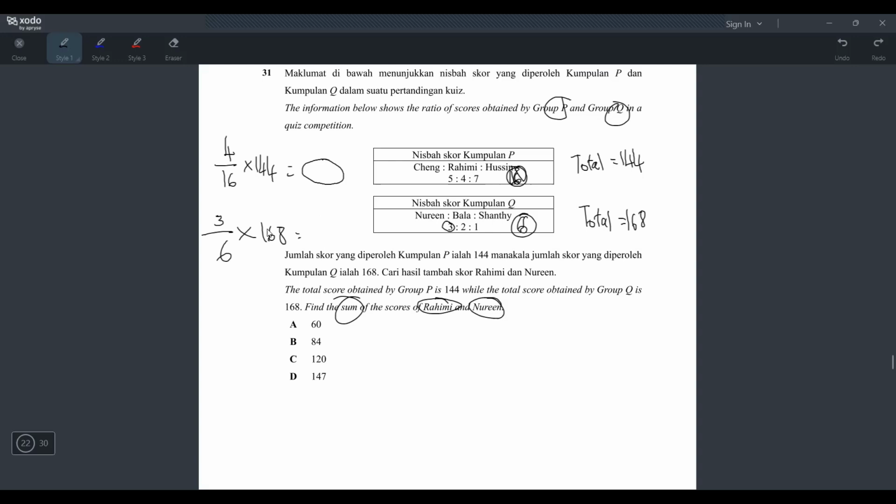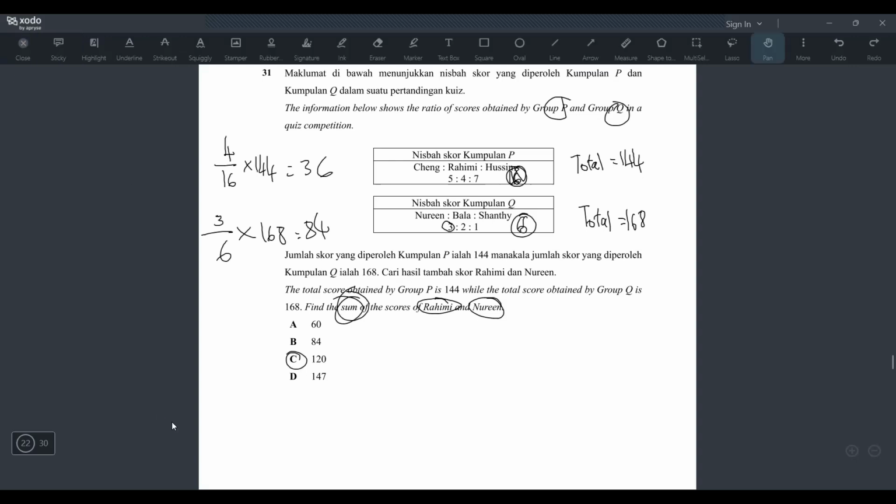So let's press. What is 144 times 4 divided 16? 36. And then what is 168 divided 2? 84, right? So after you get these 2 marks, they want to find sum, right? So you add these 2 numbers, you will get 120. Okay, that's how you do it.